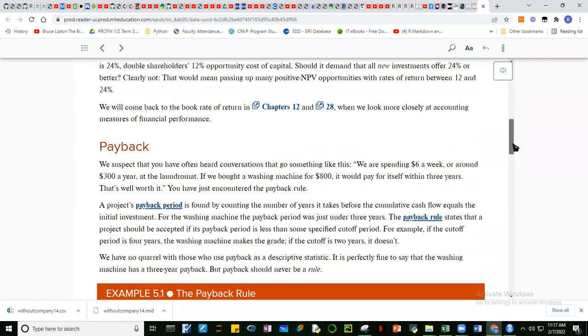Payback naman guys, dalawang klase yan, yung discounted payback at saka payback. Now the discounted payback is the better method of the two. Okay, kasi si payback guys, what we use is the original cash flows, and then we just add the original cash flows, which means that we violate the time value of money principle. Okay?